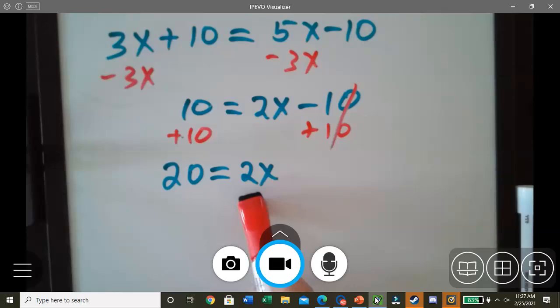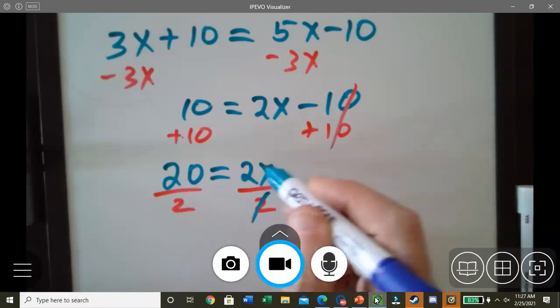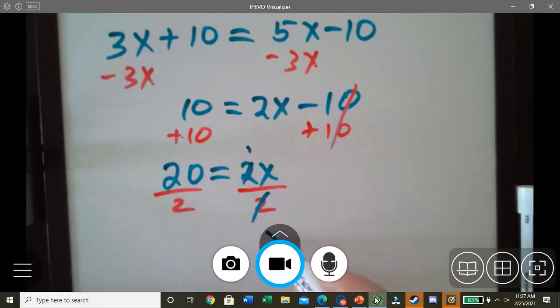Okay, so now we want to isolate this x, so we've got to do something with that too. We want to make it become a 1. So since this is 2 times x, right, what are we going to do with that 2? Divide it. Good. Divide 2. Divide 2. And we get the 2's cancel, they go to 1, right? And we get x equals 20 divided by 2, which is 10.